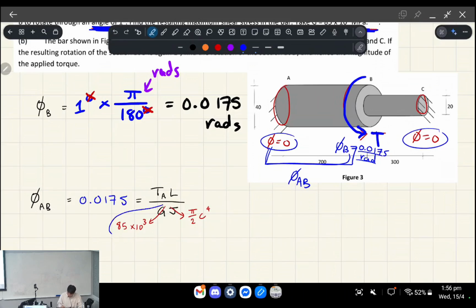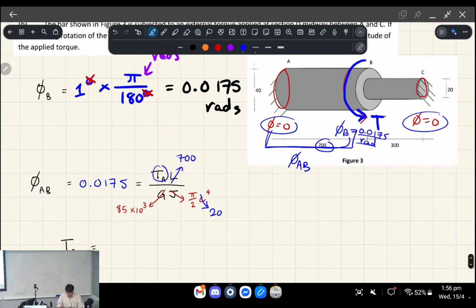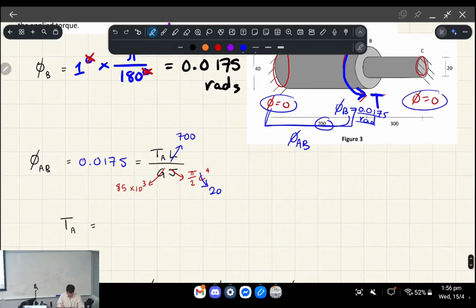We know the shear modulus already, and we know an expression for the solid rod polar moment of inertia. So we can replace c with 20, because this is a diameter of 40, so if we go half to find the radius, we get 20. We know the length from A to B is 700. The only thing we don't know is TA, but we can rearrange and solve for TA. That's the amount of torque at the support.